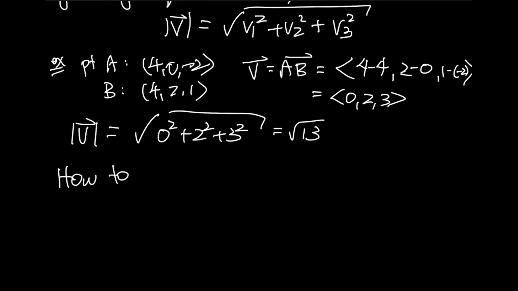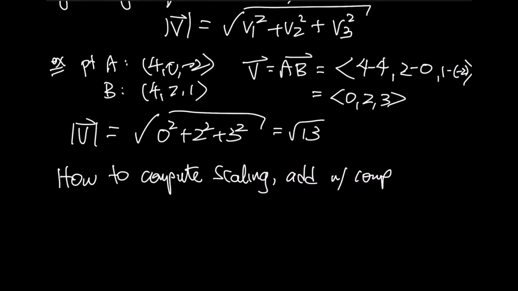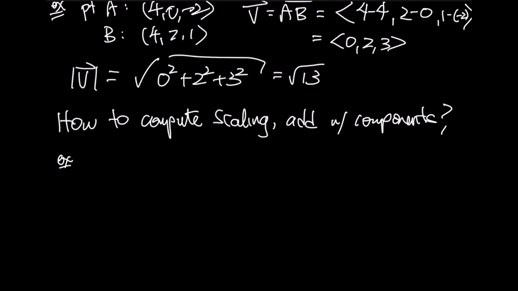So how do we compute scaling and addition with components? So if I said u is a vector u1, u2, and v is a vector v1 and v2, both of these vectors live in R2.